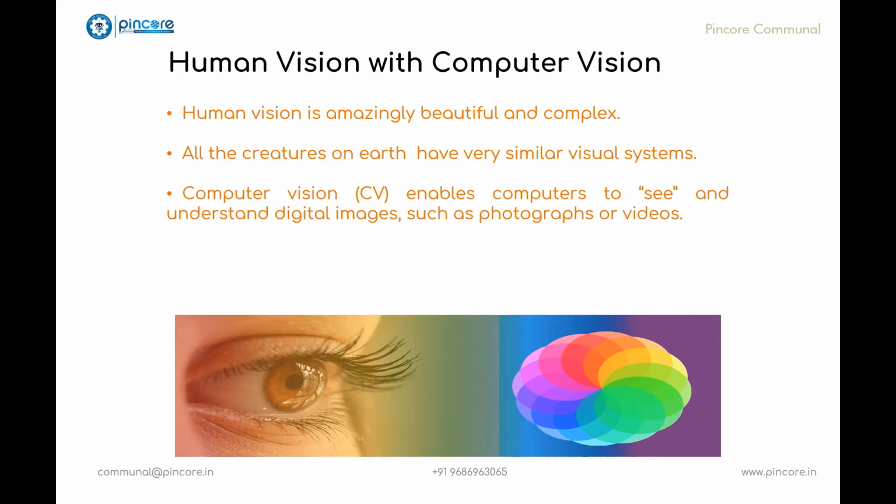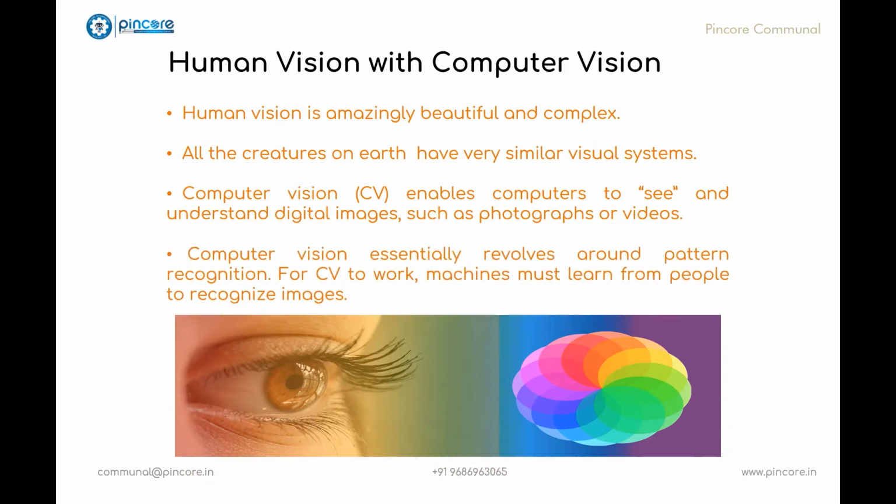Not only do we dynamically locate objects, we track their movement, velocity and acceleration, all effortlessly. Next time, if we want to catch a ball, our programs can also do it, but of course, the human mind is far too efficient. Computer vision enables computers to see and understand digital images such as photographs or videos. Computer vision essentially revolves around pattern recognition. For computer vision to work, machines must learn from people to recognize images.